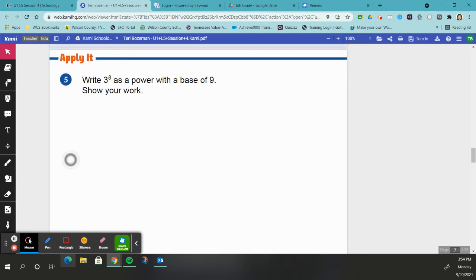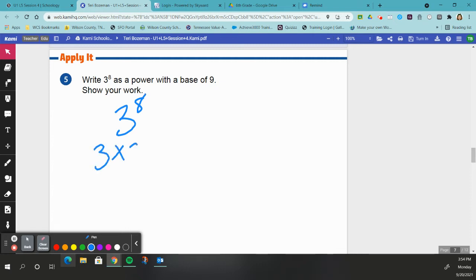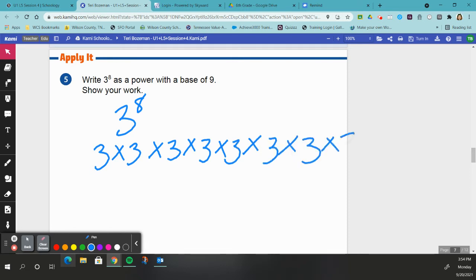Then we have number 5, and it says write 3 to the 8th power as a power with a base of 10. Wait, base of 9. So luckily for us, 3 is a factor of 9, so that's going to help us out with this particular problem. So for this one, if we wrote this as multiplication, we would have 3 times 3 times 3 times 3, so that's 4 times 3, 5, 6, 7, and 8. Well, right now that is a base of 3 with 8 as the power.